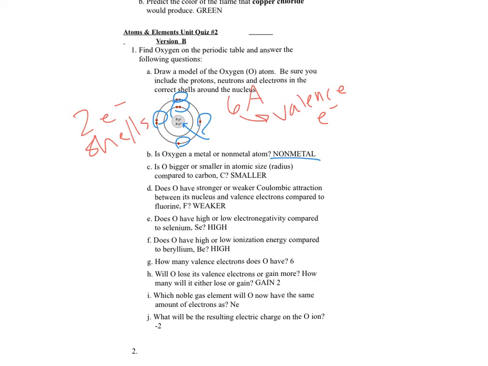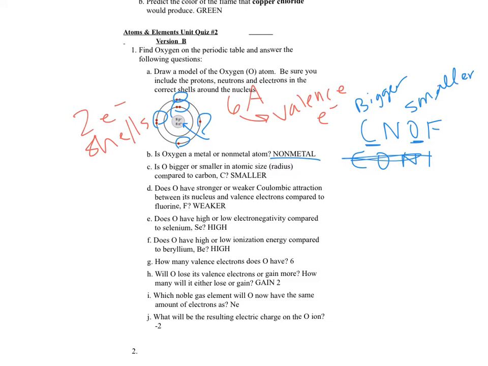On the periodic table, it goes carbon, oxygen, nitrogen. Nope, just kidding. It goes carbon, nitrogen, oxygen, fluorine. So we can see that oxygen is more to the right than carbon. So carbon is going to be bigger, and oxygen is going to be smaller. Because remember, as we go from left to right on the periodic table, size decreases. That means it gets smaller as you go towards the right. So 1C should have been smaller.